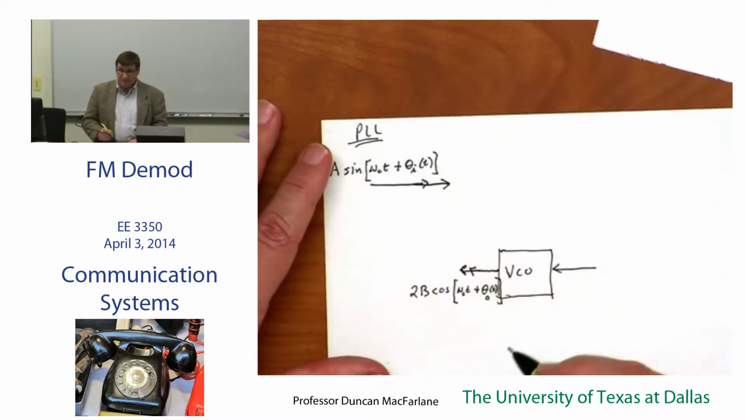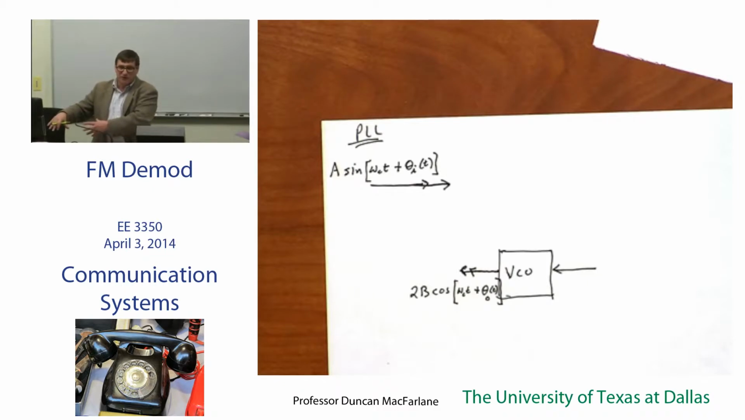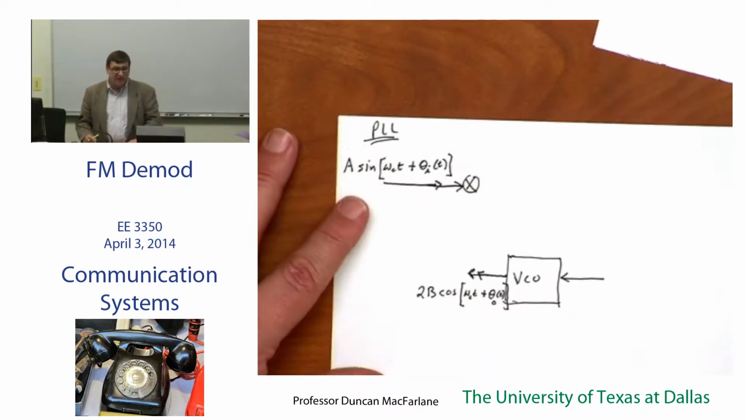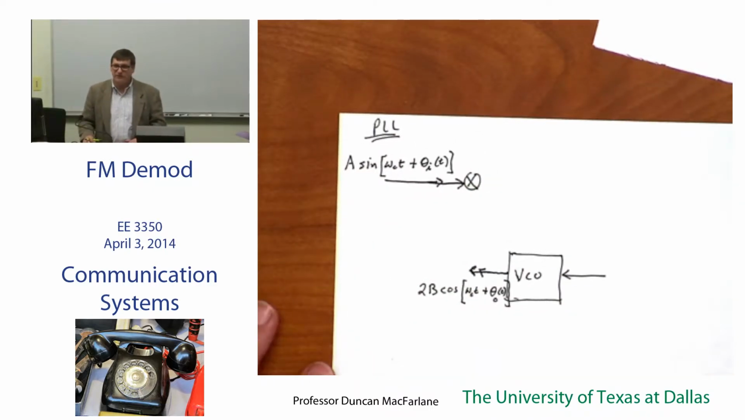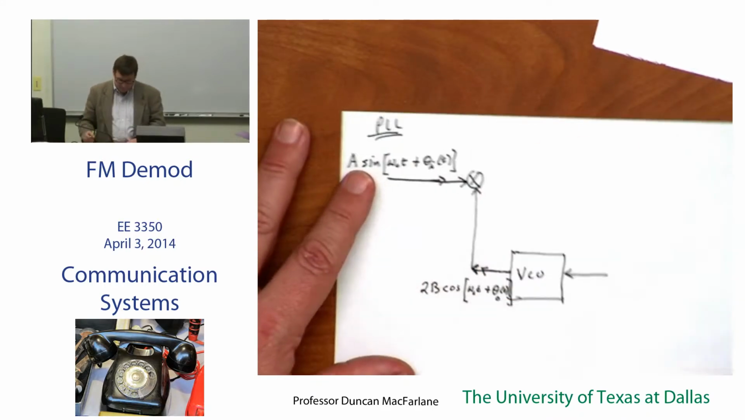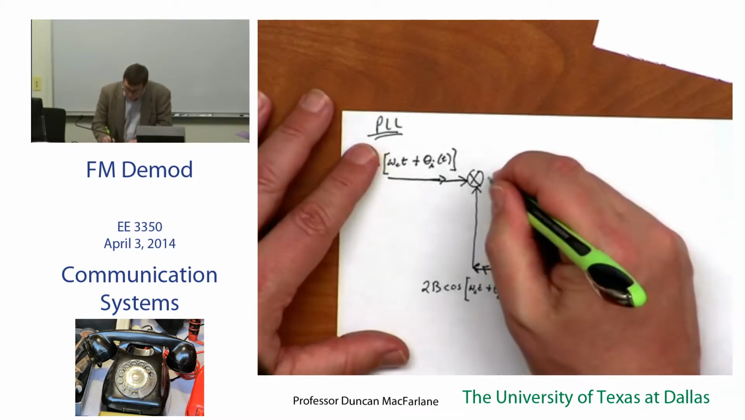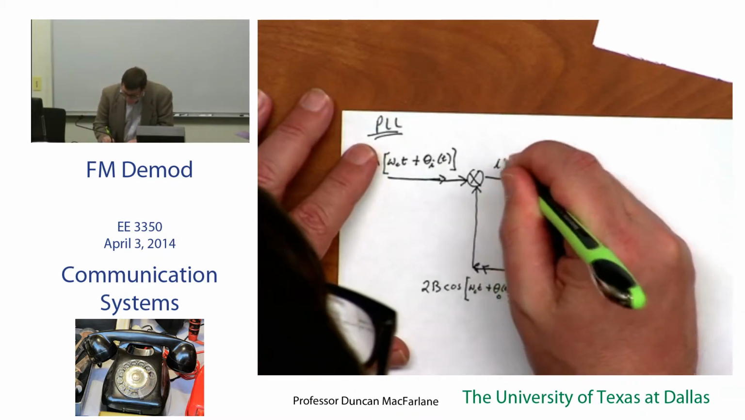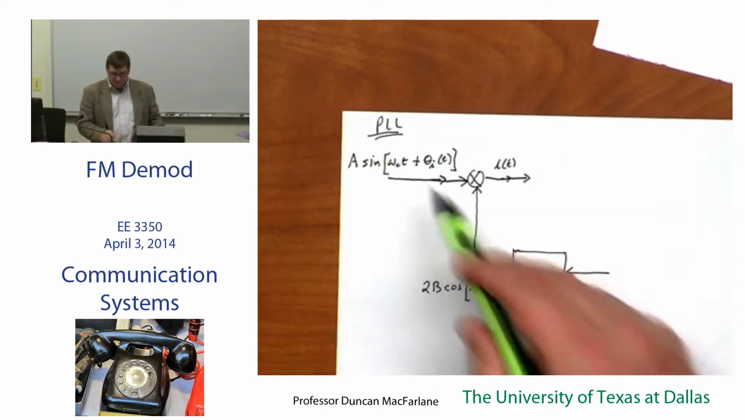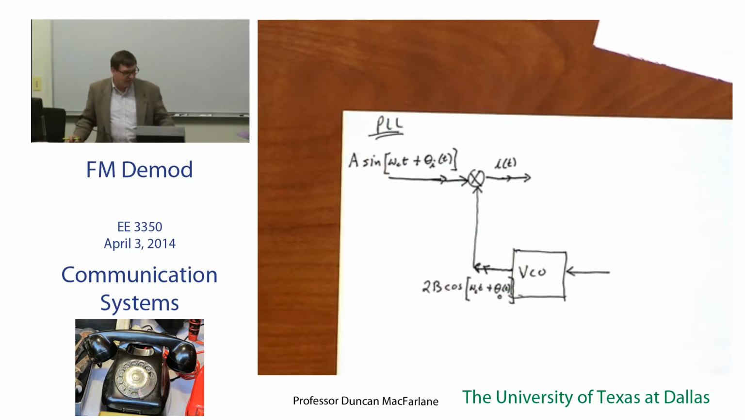Another tool in our toolbox, another component that we've played with all semester, is a mixer. So let's just, for fun, as an inventor or a design engineer who's just messing around, stick a mixer in there. And then we'll route this guy up into there. And the output of this I'll call I of t, not for current, but for intermediate signal. If I have an input and output, this is I for intermediate signal.